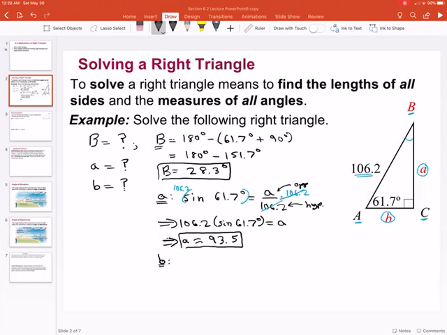Well, just to review, I'm going to use one of my trig functions. I'm going to use 61.7 degrees again, and refer to my cosine function. So cosine of 61.7 degrees is equal to the adjacent side, which is B, what I'm looking for, divided by the hypotenuse. So that'll be over 106.2.